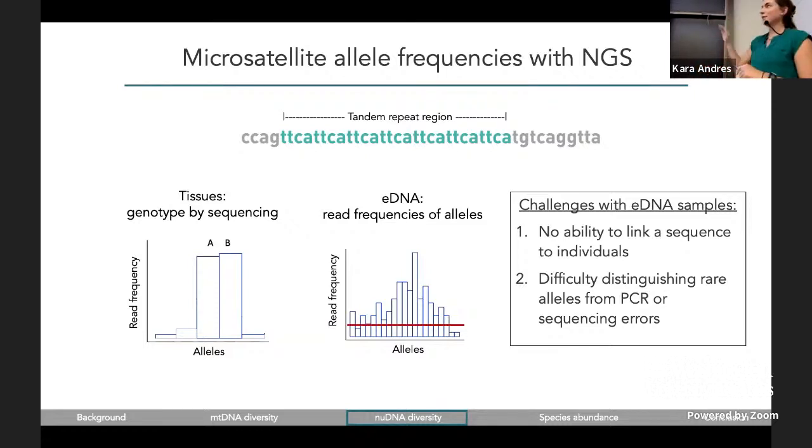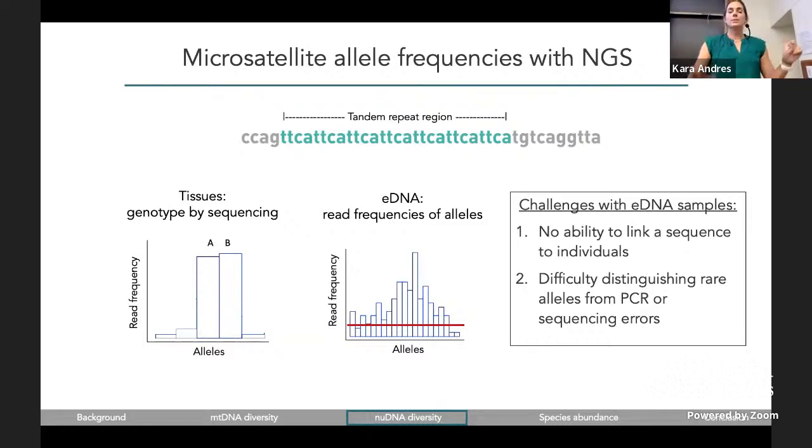I'm just showing with the red line perhaps like a threshold, but we designed a pipeline to try to better understand the sequencing errors, to better understand this contamination, to start to draw that line between rare alleles, true rare alleles, and errors. But I will say this does remain a major challenge with environmental DNA research, looking at within species genetic variation.